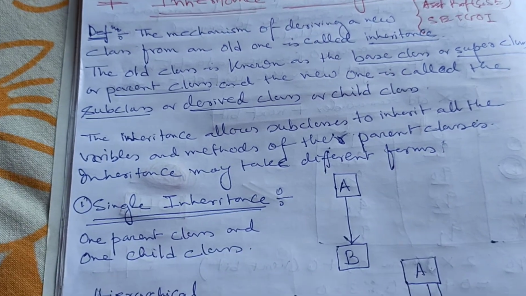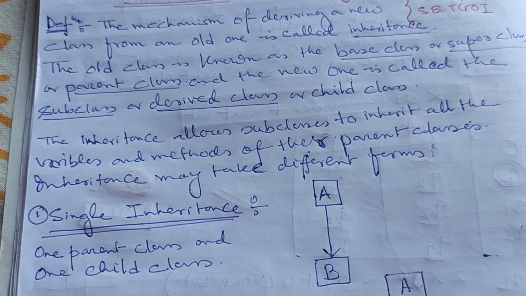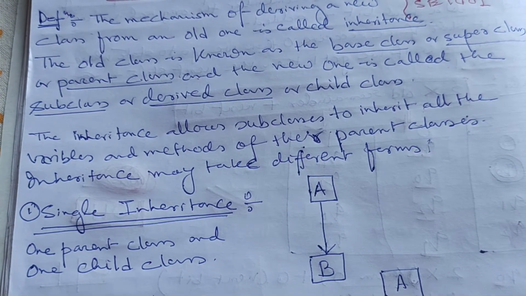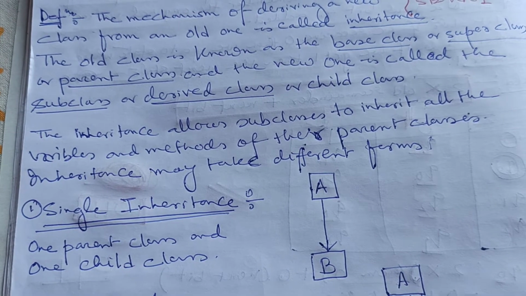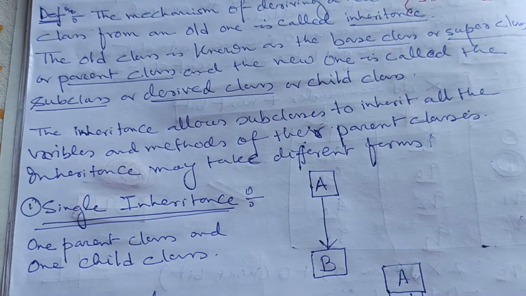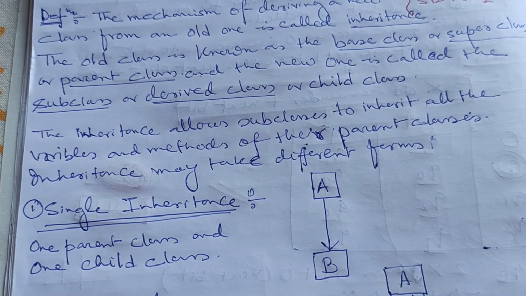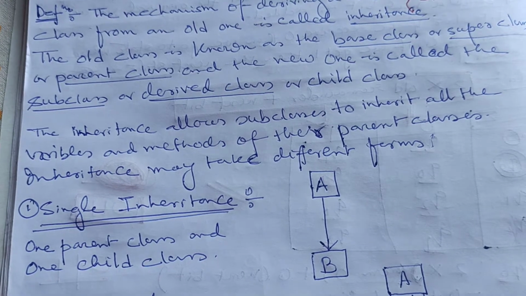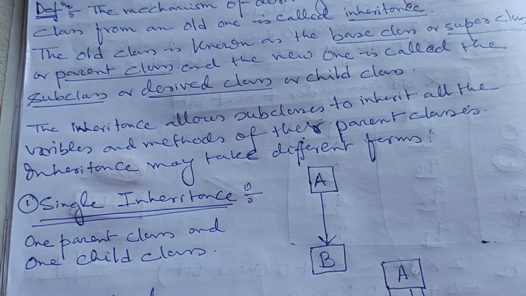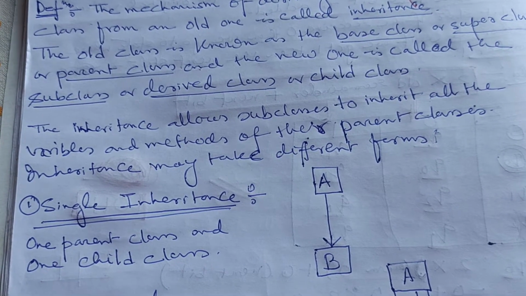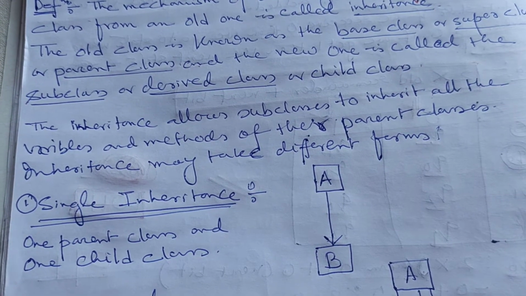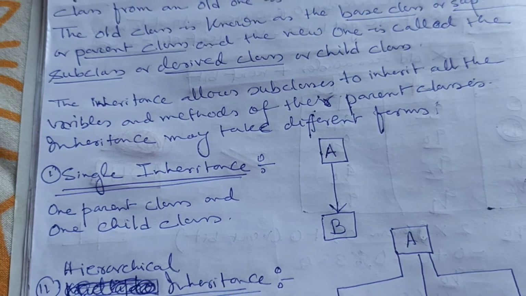Now, why do we need inheritance? Inheritance allows subclasses to inherit all the variables and methods of their parent class. That means suppose some parent class has some methods and variables, they can be inherited to a new class. Now inheritance may take various forms.